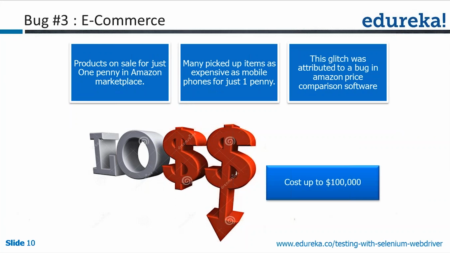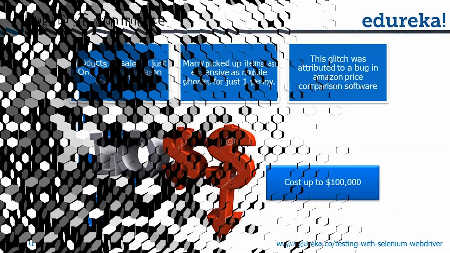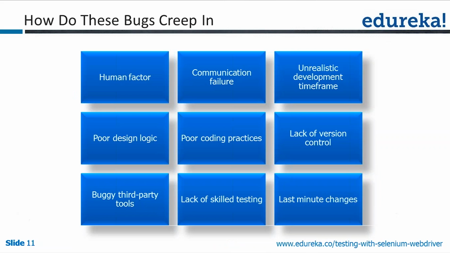If the bug is released along with the software, it can be very severe and have a huge impact on the company's reputation. Okay, these were examples of $1 million bugs. Let's move forward and see what the different reasons are why bugs are introduced in our application software.